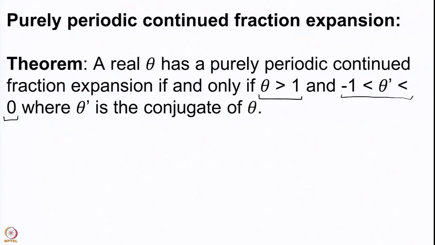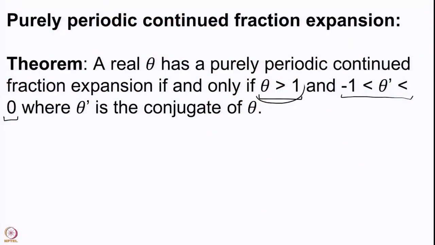So, let us understand this result first. We are saying that we have this theta whose continued fraction expansion is purely periodic. That means it is starting from the word go, from a0 we have the periodicity. So a0 has to be equal to one of the an's appearing later, and therefore a0 has to be a positive number. a0 cannot be negative and a0 cannot be 0. So a0 has to be 1 or more. So this condition that theta has to be bigger than 1 is very easy to see.